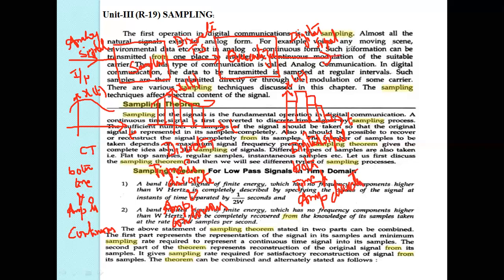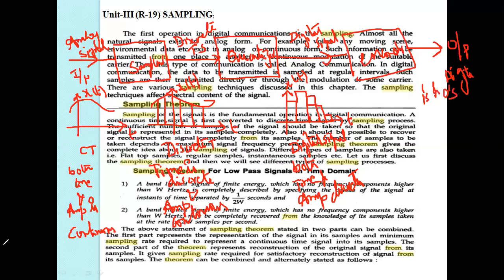And after that, the digital signal is given to the encoder. The output signal we get is also a digital signal only, in terms of ones and zeros.